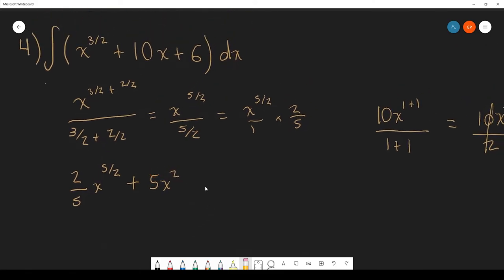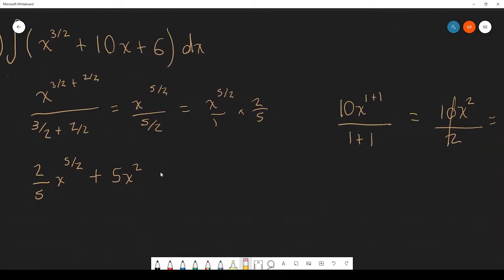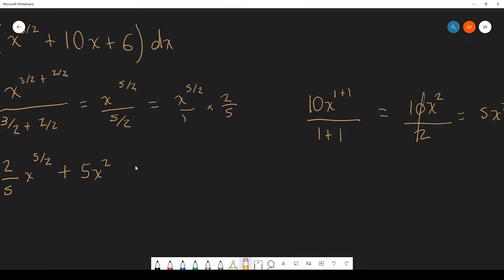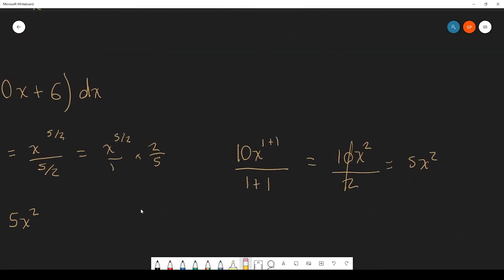Finally, we need to do the antiderivative of 6. I'm going to do that over here. So the antiderivative of 6. 6 doesn't have a variable in it. It's just a constant. So the antiderivative of 6 would simply be 6x, because the derivative of 6x is just the constant on the term, which is 6.